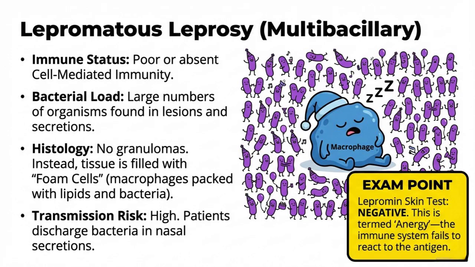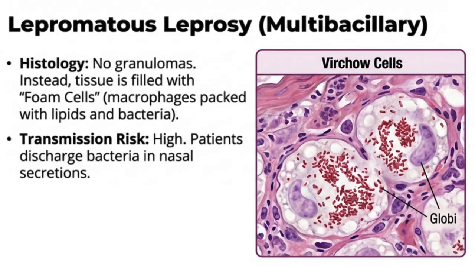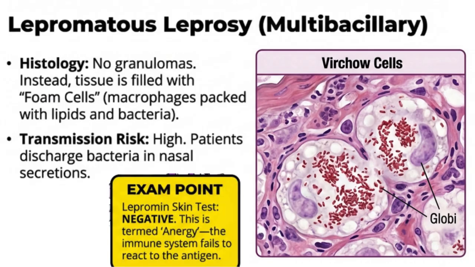Lepromatous leprosy. Lepromatous leprosy occurs in patients with poor or absent cell-mediated immunity. In this form, large numbers of organisms are present in skin lesions and nasal secretions, making it multibacillary and highly infectious. Histologically, granulomas are absent. Instead, tissues contain lipid-laden macrophages known as foam cells or Virchow cells packed with bacteria. The lepromin skin test is negative because the immune system fails to respond effectively to the antigen.